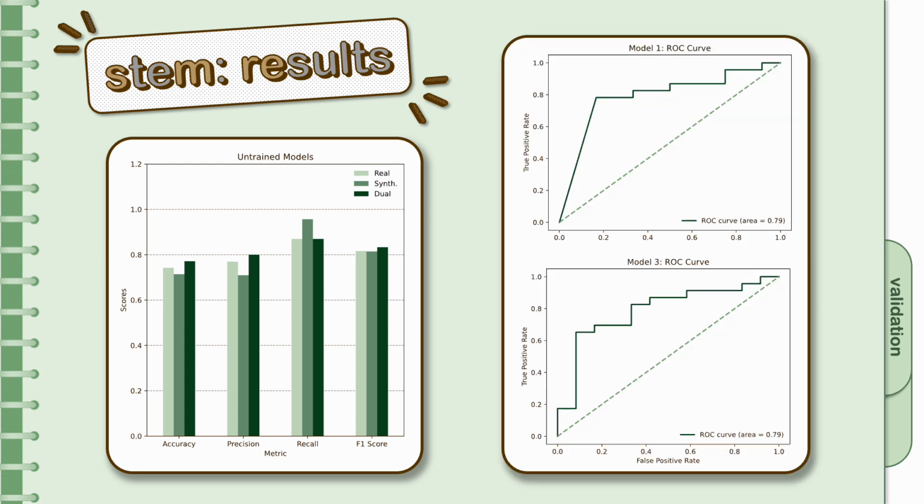And then when we looked at the area under the curve, as you can see by the value in the bottom right corner of each of these, Model 1 is the real trained data and Model 3 is the dual trained data. And as we can see, the area under the curve is the same, so these aren't great results, but they're also not bad results. So based off of this, we can see that these models are somewhat effective.